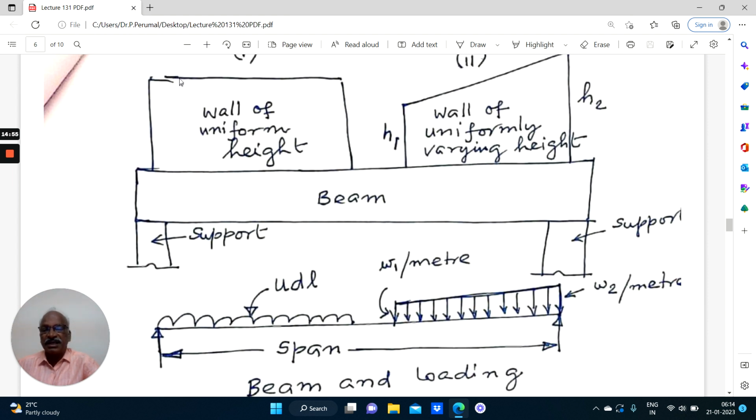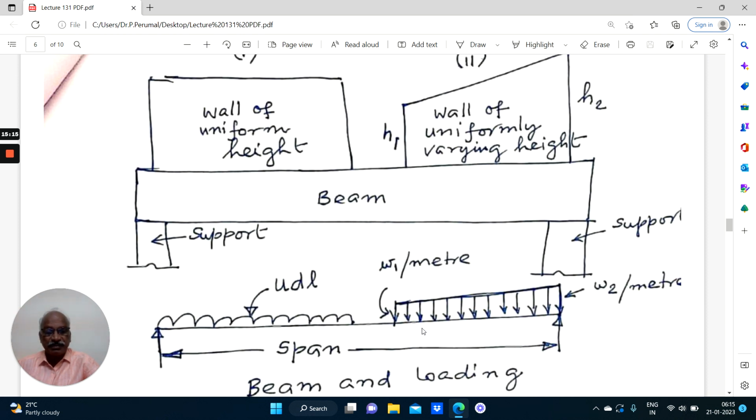So measuring the height, width, length and density of the material, etc., we just calculate. Now we have to concentrate only on this, but you must have an idea how it comes. That is right. Now this is a uniformly varying load.